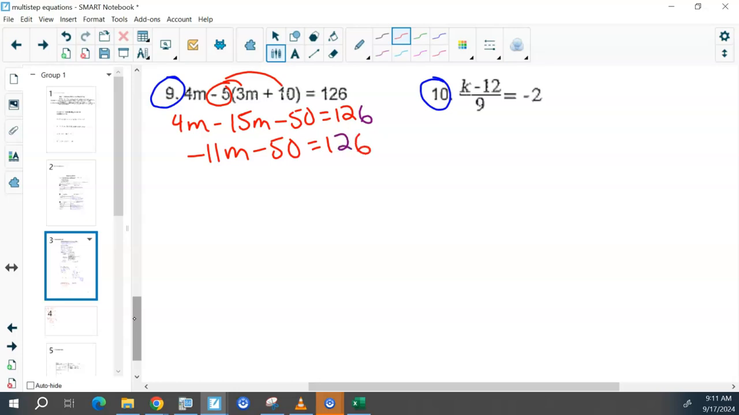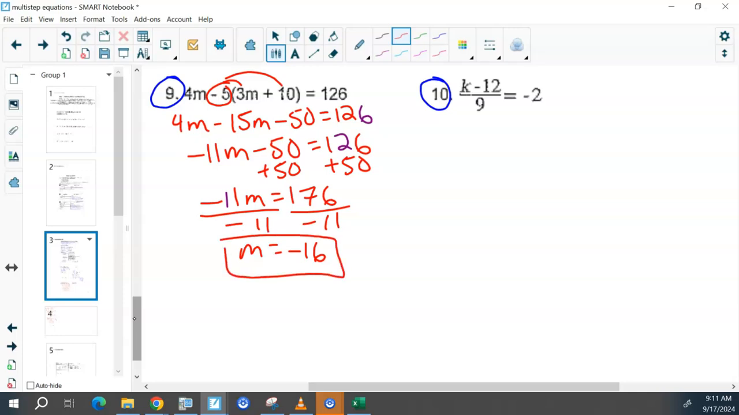What would be the next step? Add 50. Negative 11m equals 176. Divide both sides by negative 11. Tell me what you get. Negative 16. Correct. Questions on that?